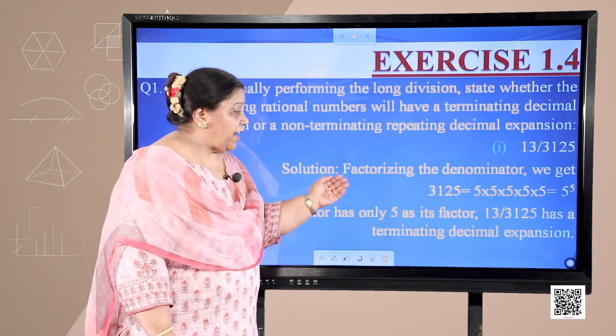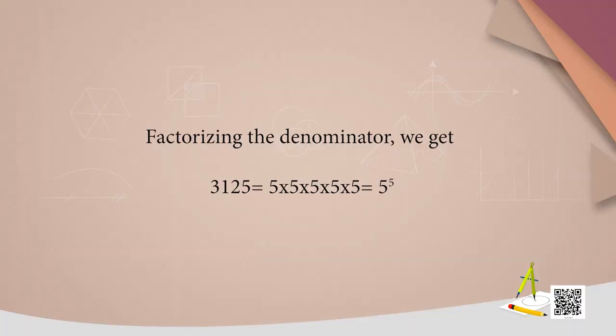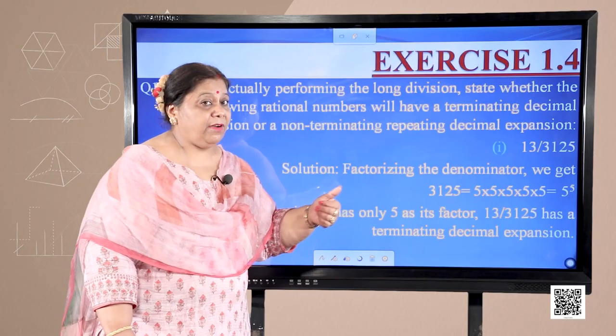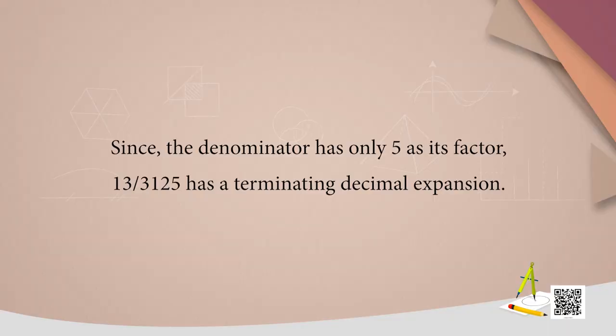Let us factorize the denominator. We get 3125 as 5 into 5 into 5 into 5 into 5. That means 5 to the power 5. Then, since the denominator has only 5 as its factor, therefore 13 upon 3125 has a terminating decimal expansion.